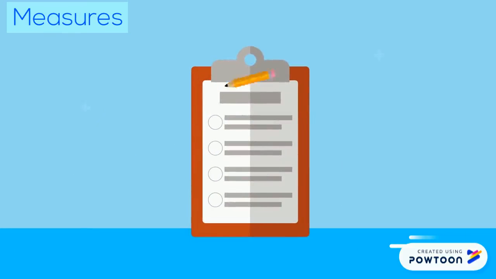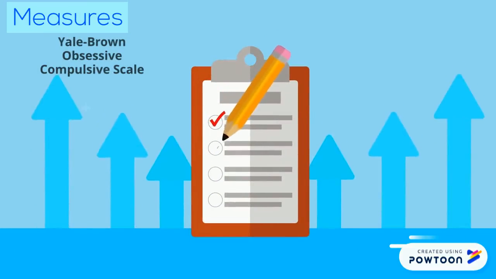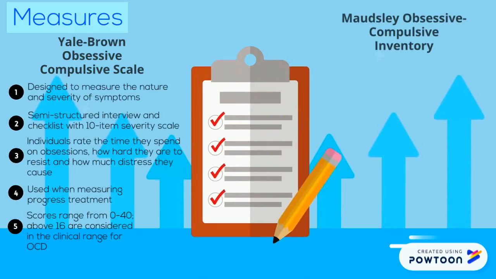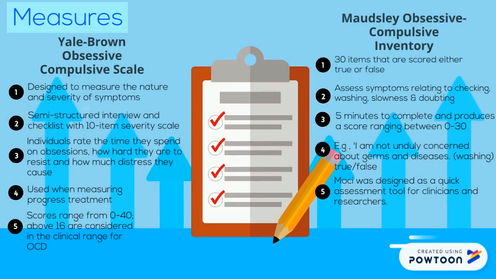The two most common measuring tools for assessing the symptoms for OCD are the Padua and the Maudsley. Please pause the video at any time to not miss out on the key information written below.